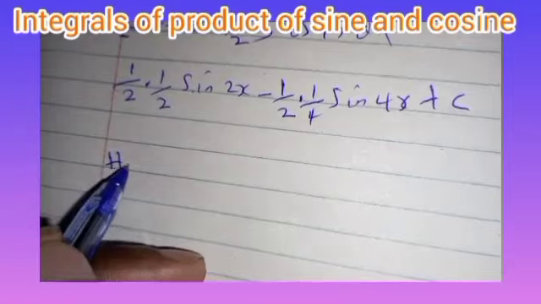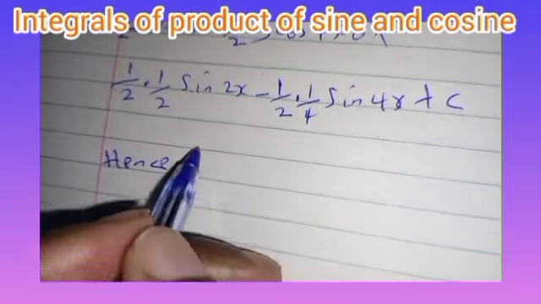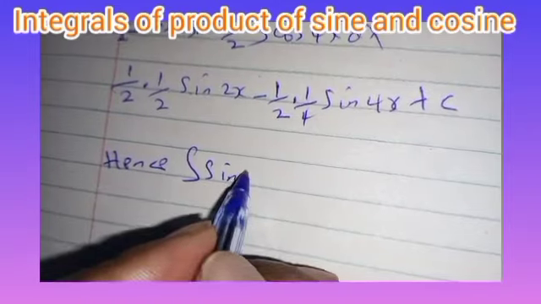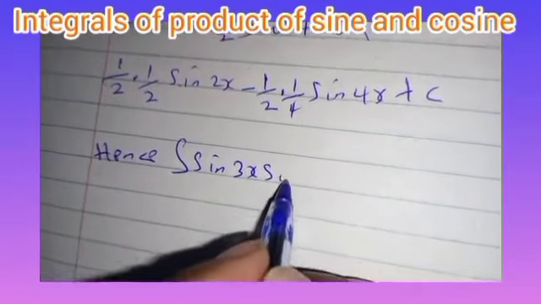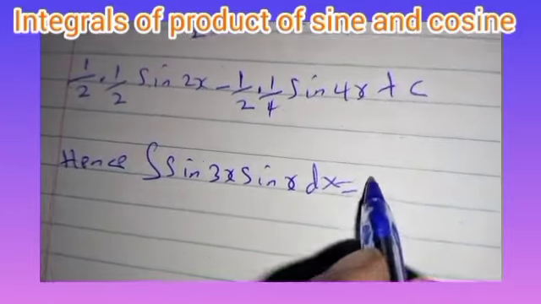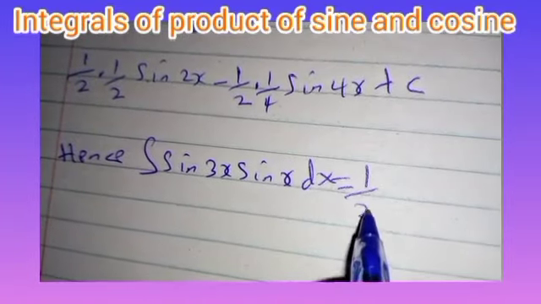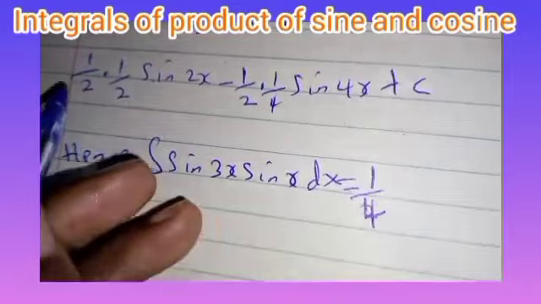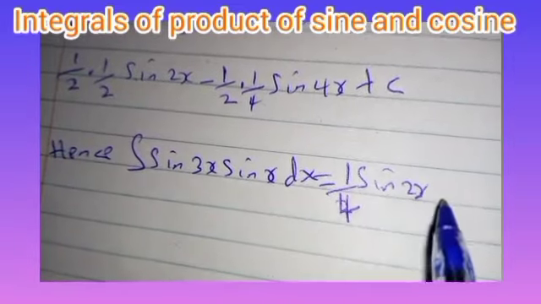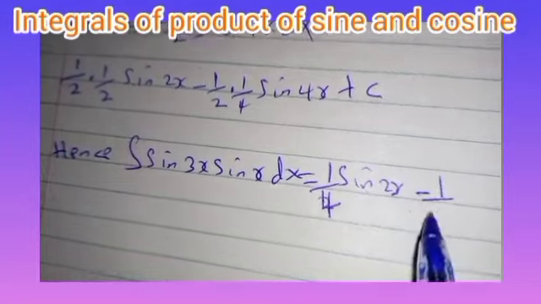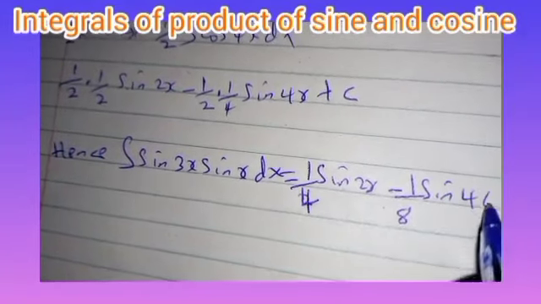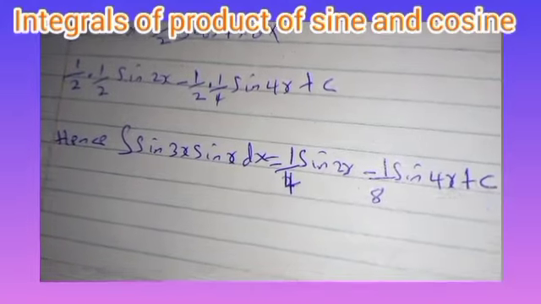Hence, integral of sine of 3x multiplied by sine of x dx is given by 1 over 4, this one here, sine of 2x minus 1 over 8 sine of 4x plus constant c.